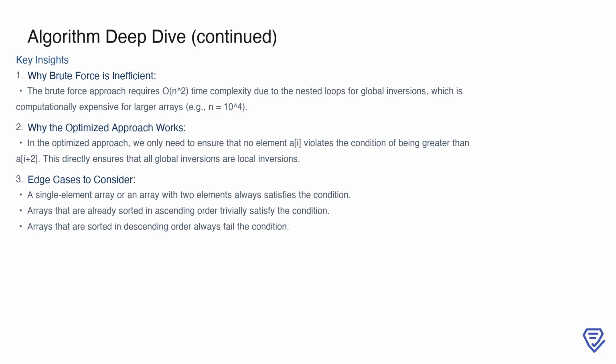Additionally, there are several edge cases to consider. For instance, a single element array or an array with just two elements always satisfies the condition, as there are no opportunities for non-local inversions. Similarly, a sorted array in ascending order meets the criteria trivially, while a descending order array always fails.